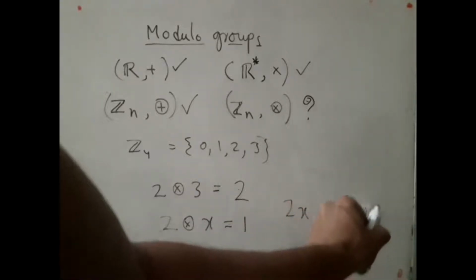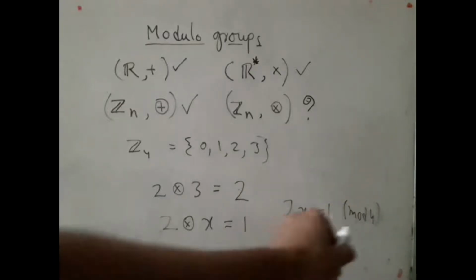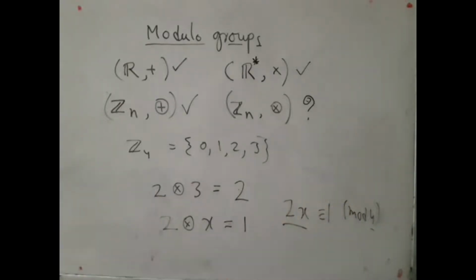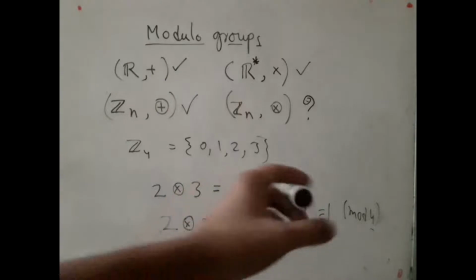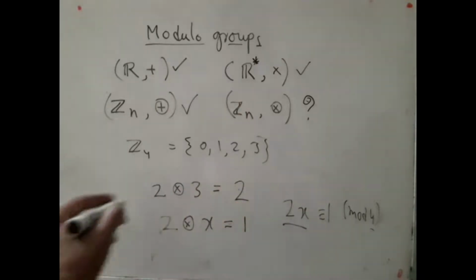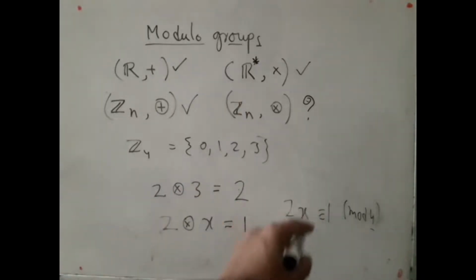That is obviously not possible because this is even, 4 is even. You can never get an odd number because this will require you to do the following. Take 2x, which is an even number, divide by 4, and the remainder must be an odd number. So this is impossible. So 2 does not have an inverse. In this way, we can see that this cannot really be a group.